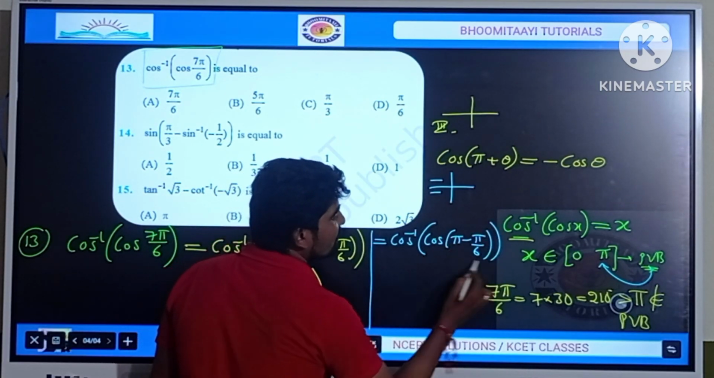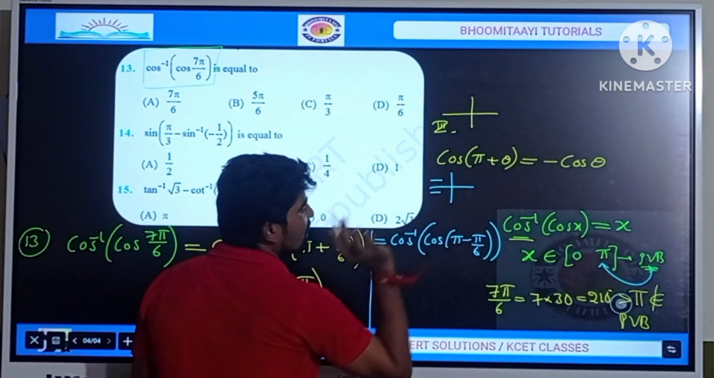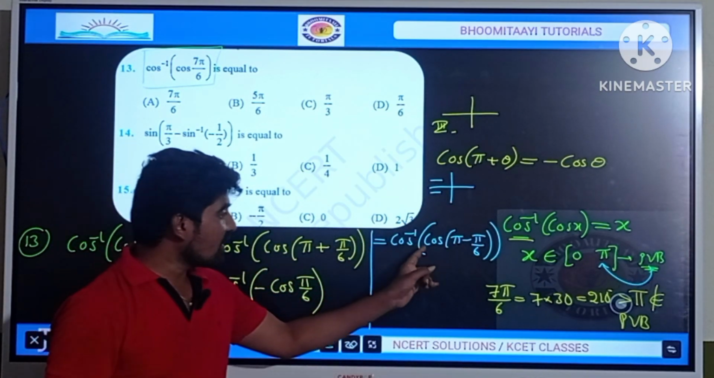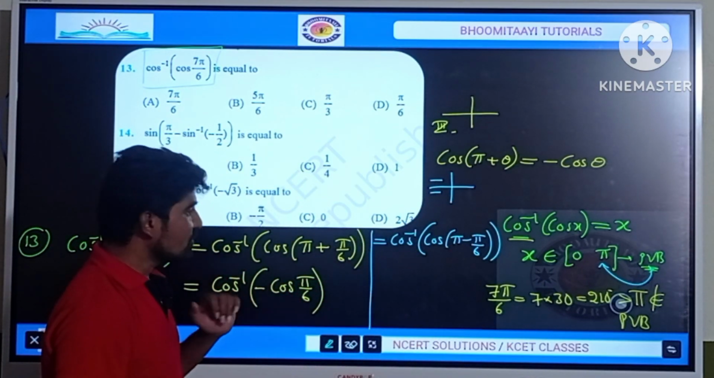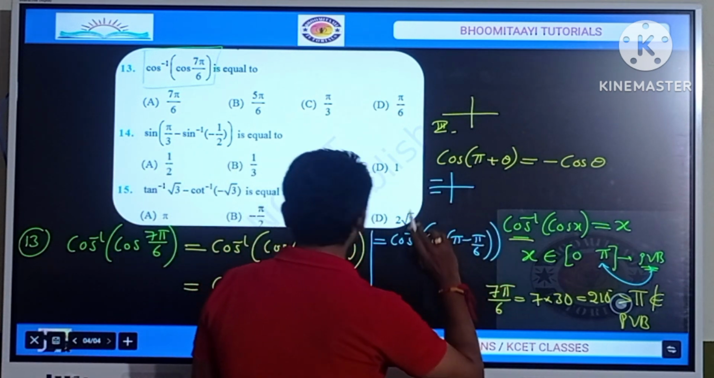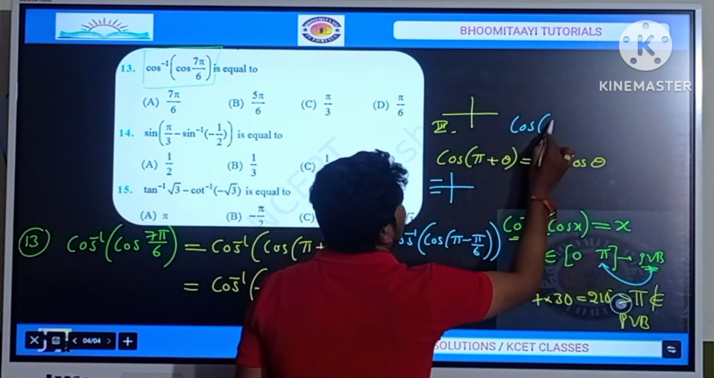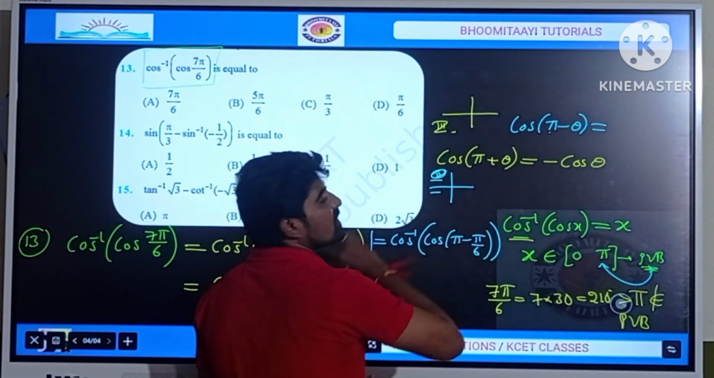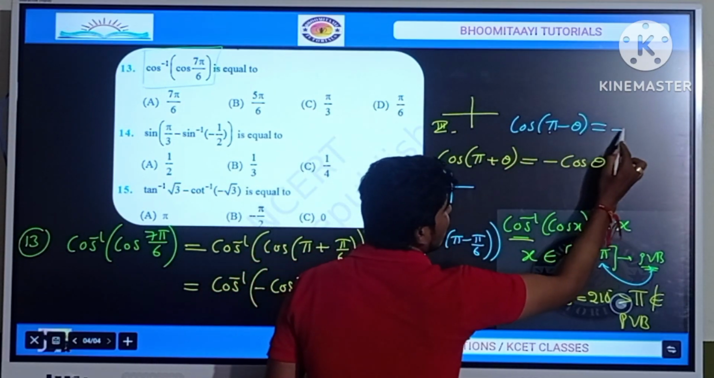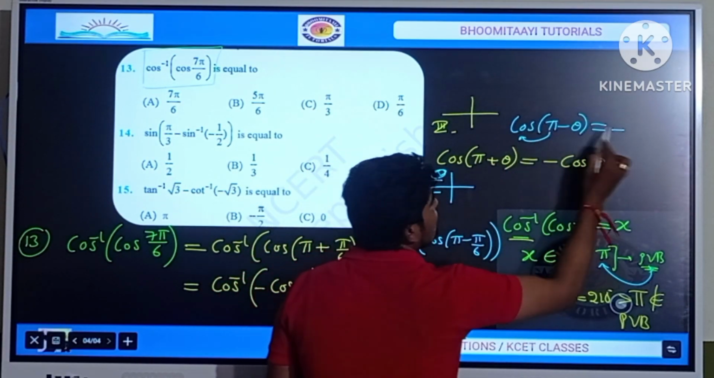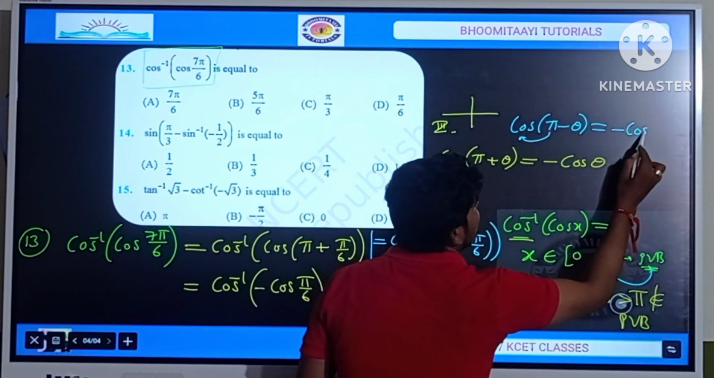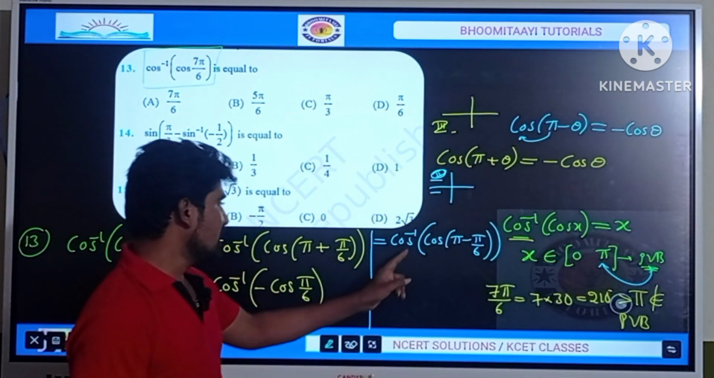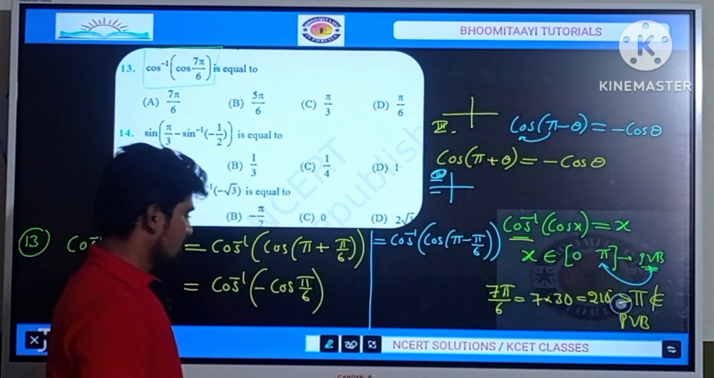So pi minus pi by 6, definitely it is less than 180, belongs to the second quadrant. And we know that cos(180 minus theta) is equal to minus cos theta. We know that 180 minus theta lies in the second quadrant. In the second quadrant cos is negative. At 180, cos stays as it is. Therefore cos(180 minus theta) is equal to minus cos theta. It means there is no difference between these two statements.